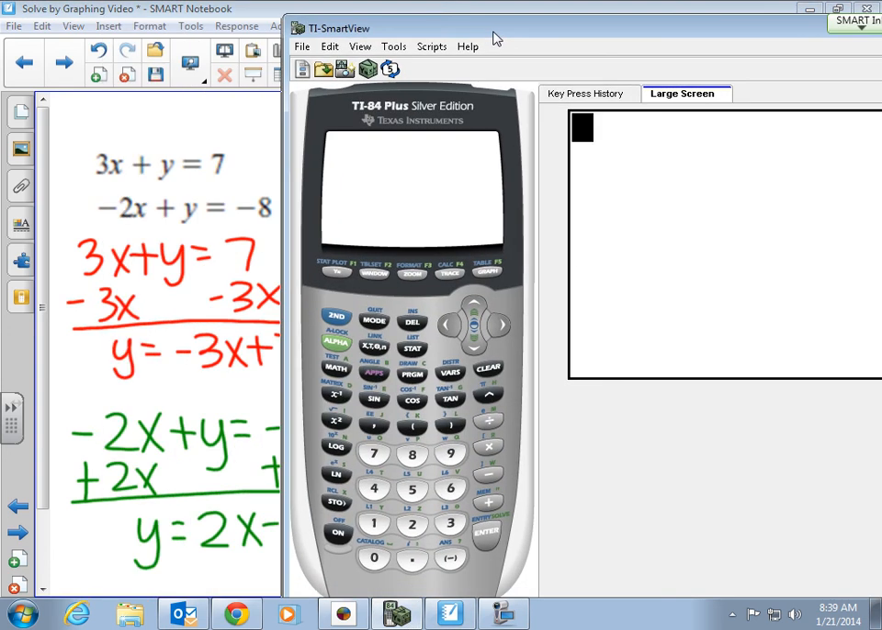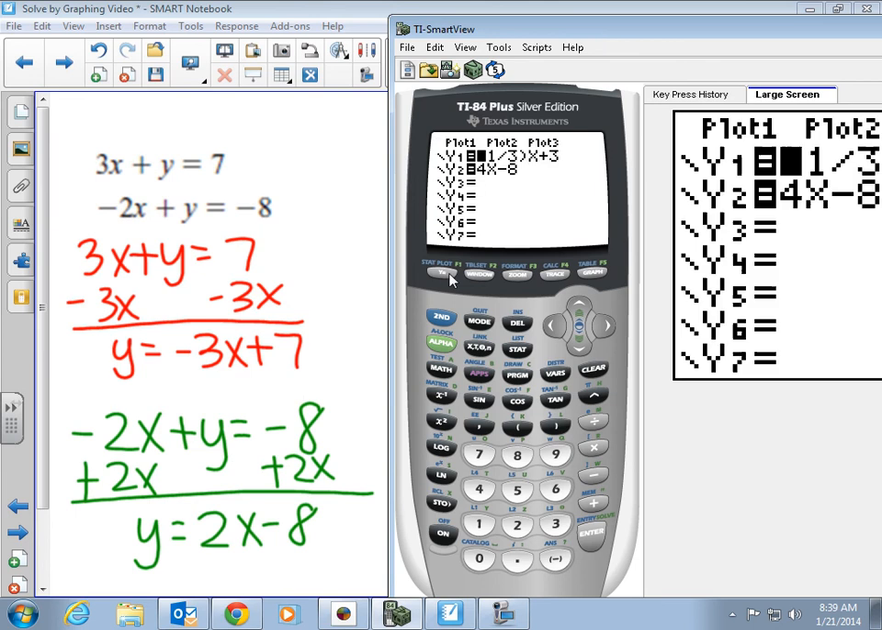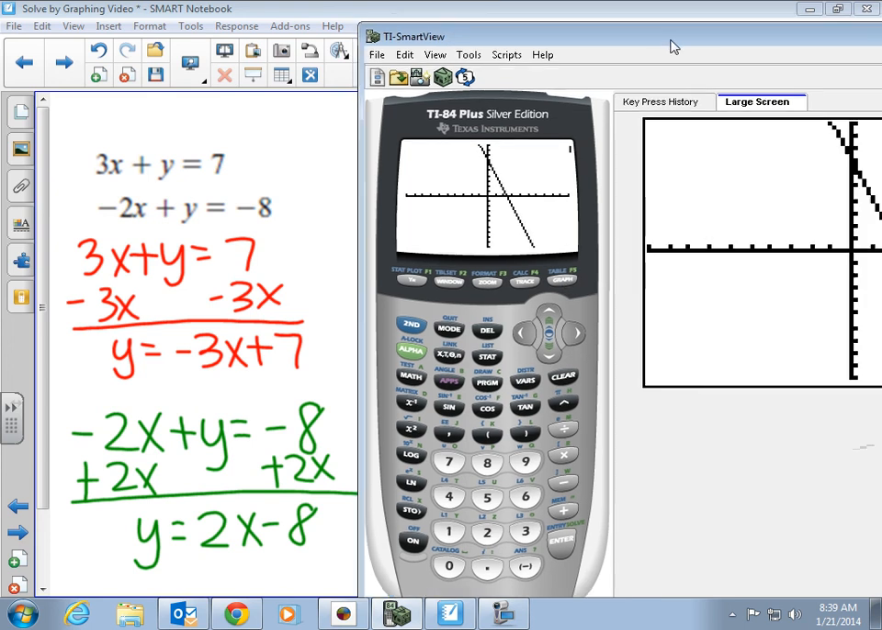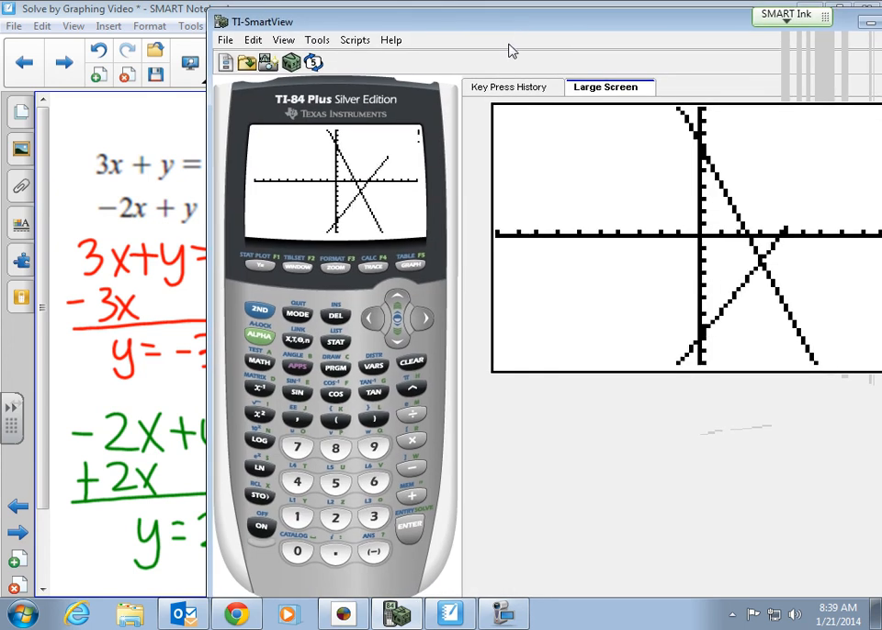So when I go to my calculator, I'm going to go to my y equals. I'm going to clear out what's in there from my last problem, and I'm going to type these in. So remember the negative down here below the 3, negative 3x plus 7. Then I'm going to go down to y2, and I'm going to type in 2x minus 8, and I'm going to graph those. I'm going to see my two lines graphed, one with a negative slope, one with a positive slope, and I'm going to find this point of intersection right here.